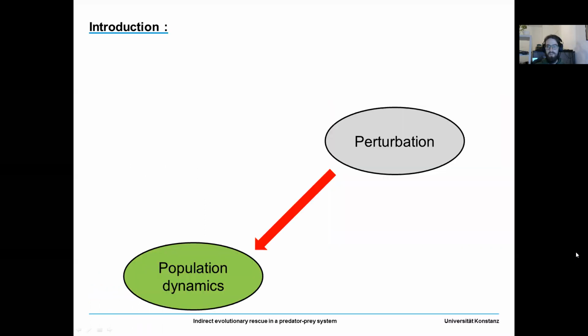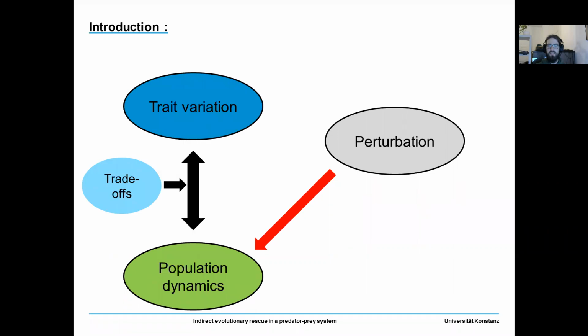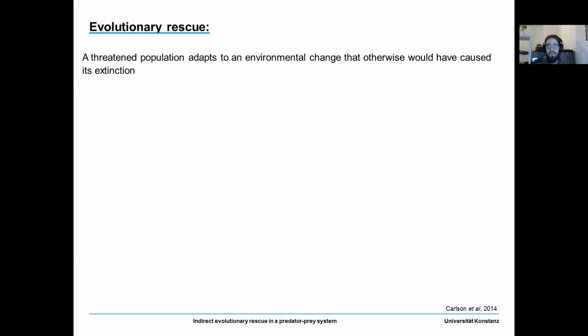When a population is faced with a perturbation, this can lead to a strong decline in population size, maybe even to extinction. But within-trait variation of the population connected to trade-offs can buffer the perturbation, thus minimizing its effect on the population. A mechanism for that is evolutionary rescue, where a threatened population adapts to environmental change that otherwise would have caused its extinction.